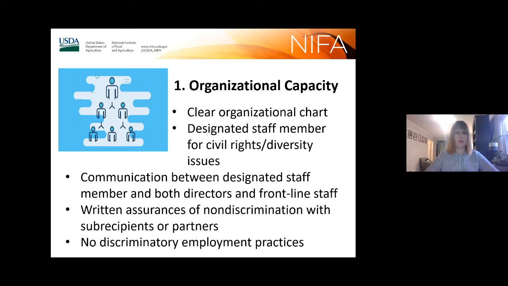Each review area is similar, and these are just subcomponents that help us figure out where you stand. So some things that make up our assessment of organizational capacity: is there a designated staff member for civil rights and diversity issues? What is the communication like between that designated staff member and both leadership, people higher up, and people on the front line? Are there written assurances of non-discrimination with subrecipients or partners that a program or activity works with? And are there any red flags in terms of discriminatory employment practices?